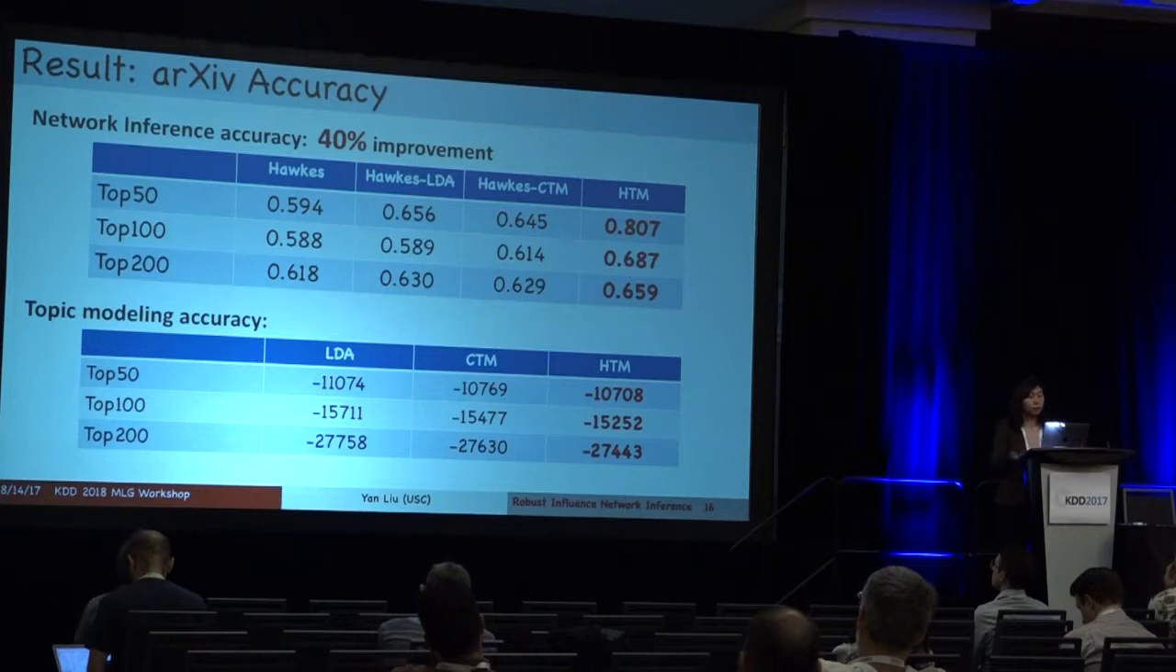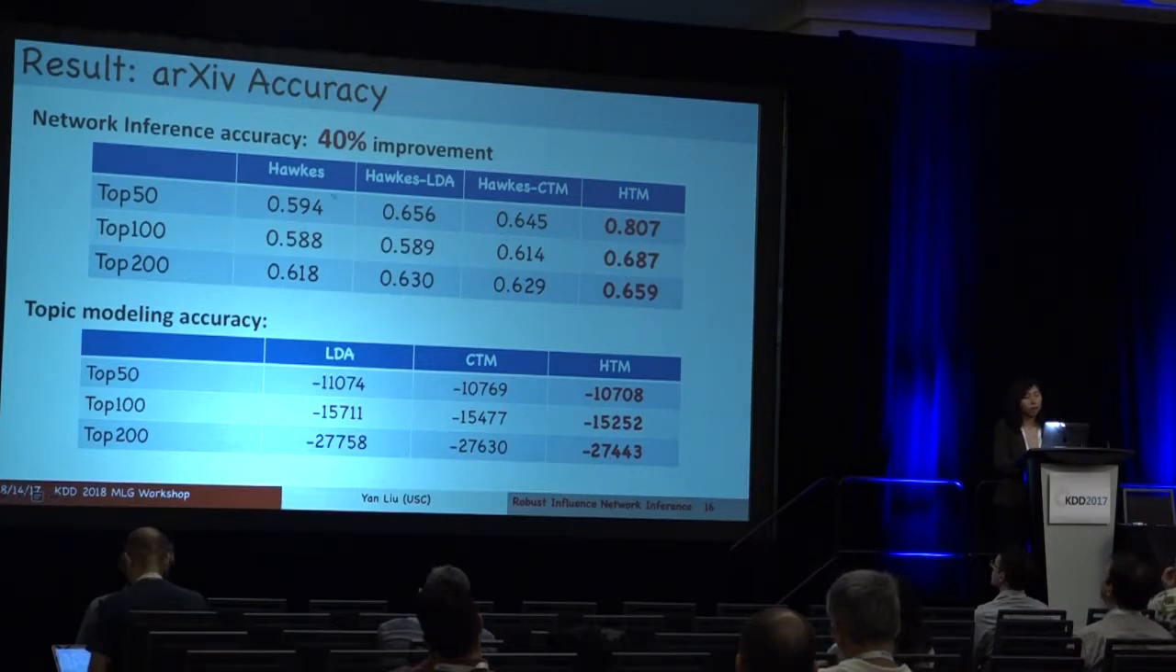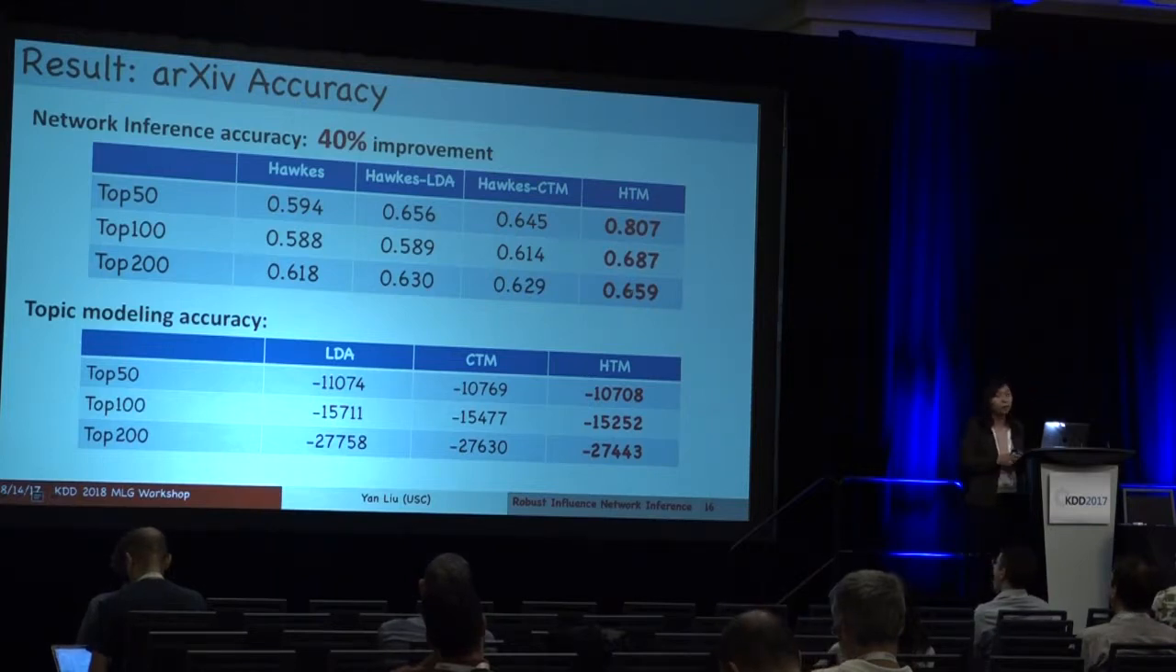So first, I'm going to show you the network inference accuracy, first on the archive data set. Here we compare the top 50, top 100, and top 200, and we show the AUC number. As you can see, compared with all the other approaches, which use only the cascade information or do this two-step process of doing both topic modeling and network inference, our model is able to get about 40% improvement in terms of network inference.